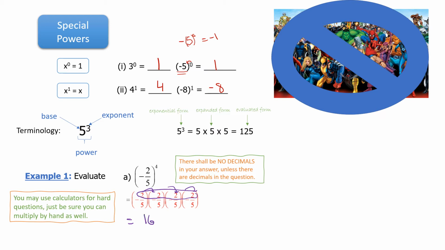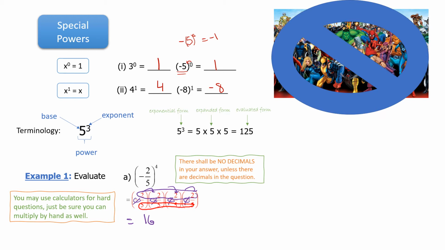Now when I look at the negative signs, I've got 1, 2, 3, 4 of them. So 2 negatives make a positive, so these 2 are gone because they've turned into a positive. There's 2 more negatives, they've turned into a positive, so my answer is positive. If you have an odd number of negatives, you'll have a negative answer. If you have an even number, you'll have a positive answer. Now we look at our denominator. We've got 5 times 5 times 5 times 5, that's 4 of them.